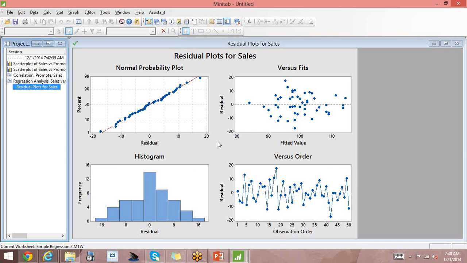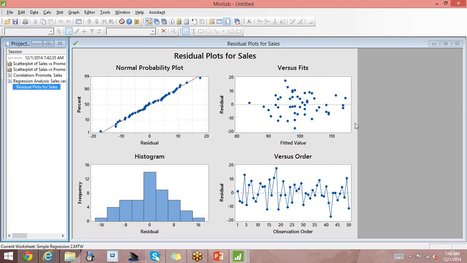What do you look into in all these plots and decide? We decide multiple things. First thing is, the residuals are normally distributed. Look at this. They're falling exactly on the line. If they're falling exactly on the line, you straight away say that the data follows normal distribution.